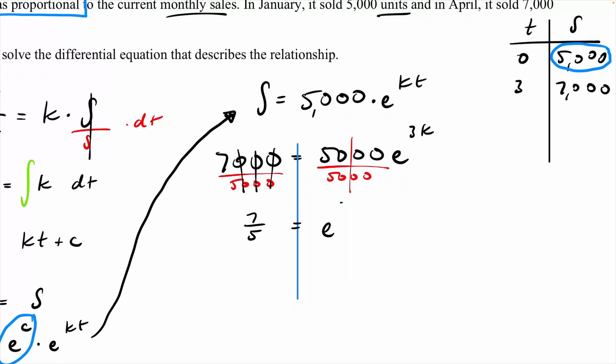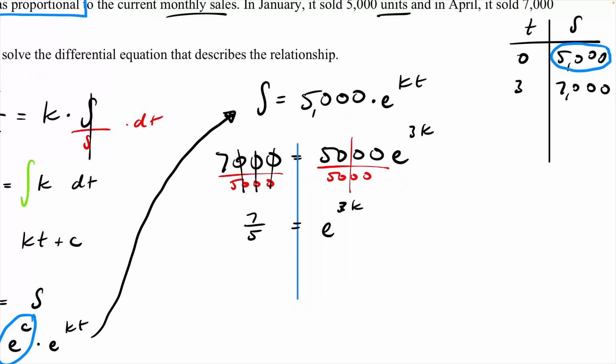Okay, so we got e to the 3k. K's up in the sky, right? The variable's up in the sky. What's the only way to bring something down to the ground? By using a log, right? So how do we change an exponent to a log? The L, right?